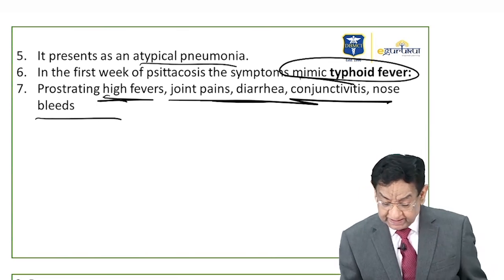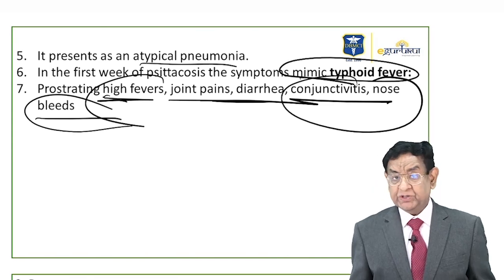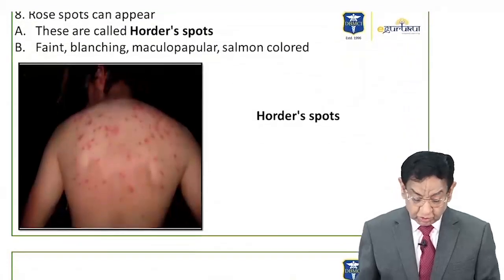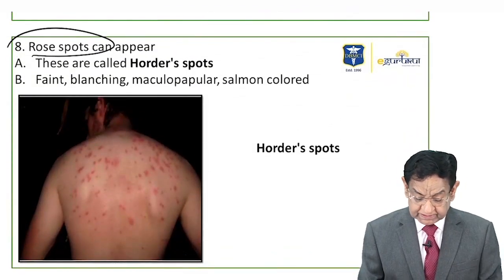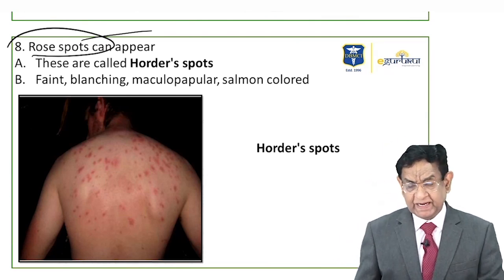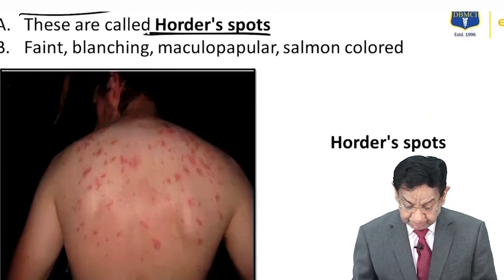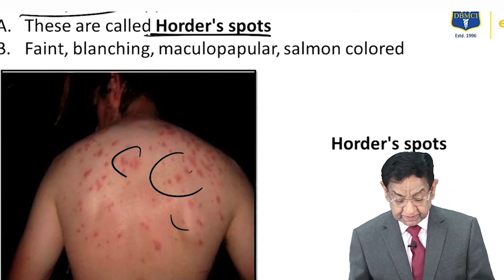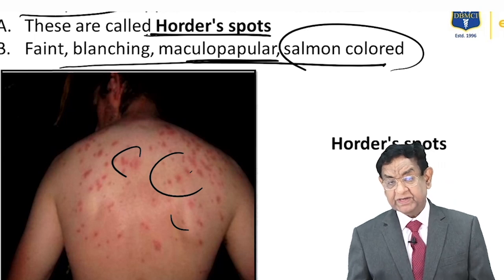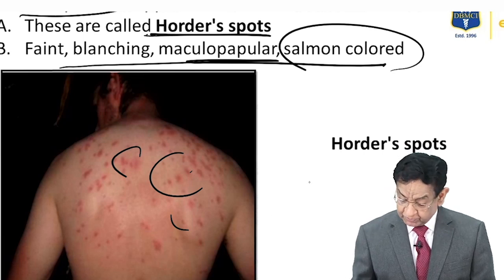Point to be noted that conjunctivitis, nosebleed, and very high-grade fever are usually not seen in any type of interstitial pneumonia. Well, rose spots can be seen. Rose spots are classically seen in typhoid fever. So now you can see why they say it mimics typhoid fever. They are also known as Horder's spots. Look into this Horder's spot, looking beautiful. They are faint, blanching, maculopapular, salmon colored. Even the rose spots that we see in typhoid or enteric fever also have salmon color. Okay, Horder's spots.